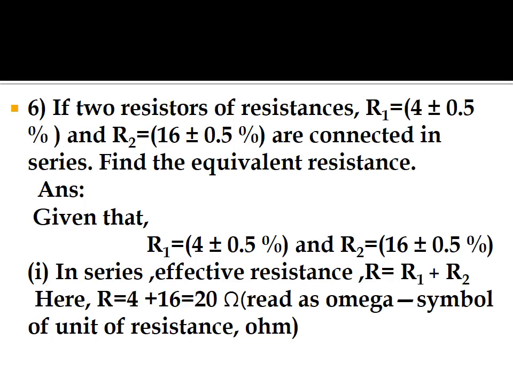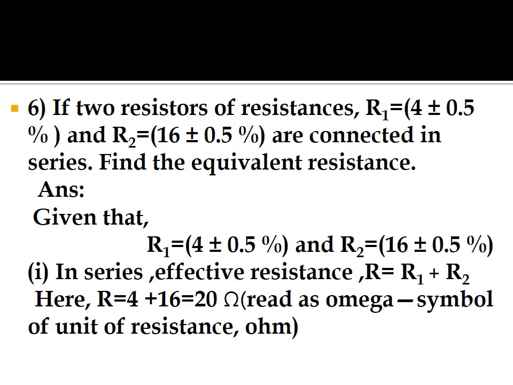Given that R1 is equal to 4 plus or minus 0.5% and R2 is equal to 16 plus or minus 0.5%. When two resistors are connected in series, its effective resistance should be R is equal to R1 plus R2. Here, the effective resistance R is equal to 4 ohm plus 16 ohm is equal to 20 ohm.